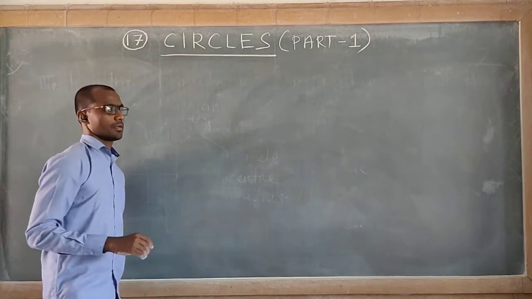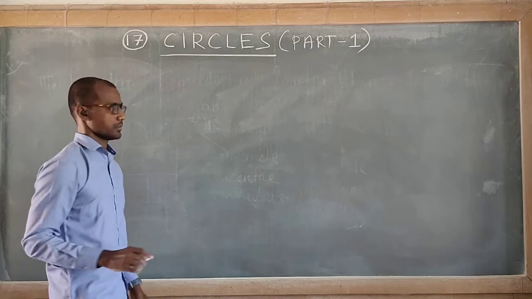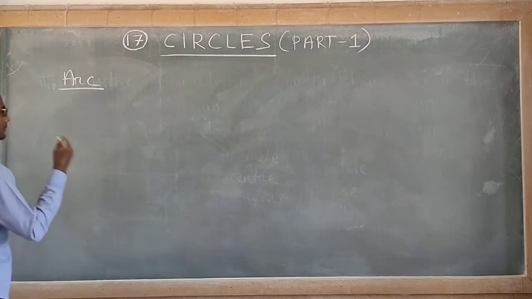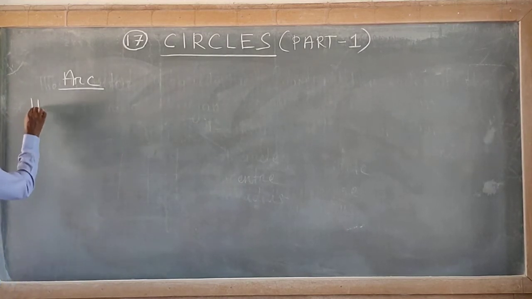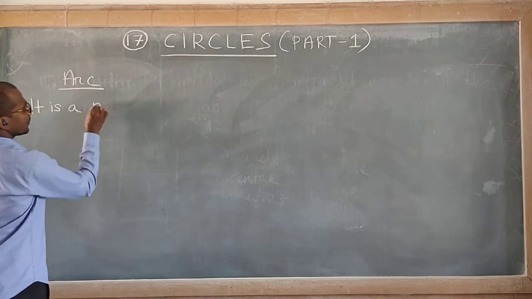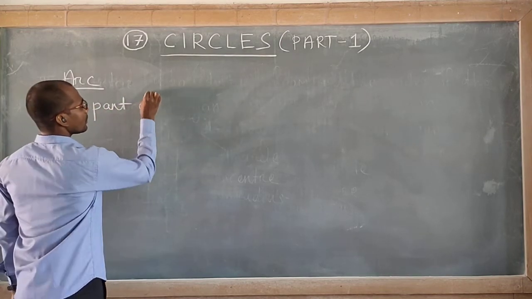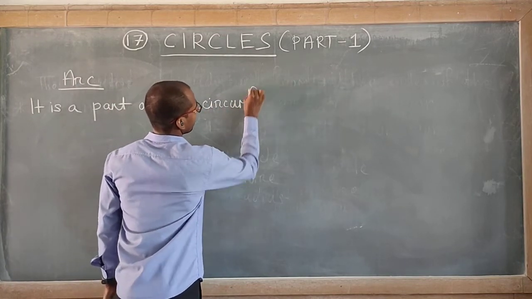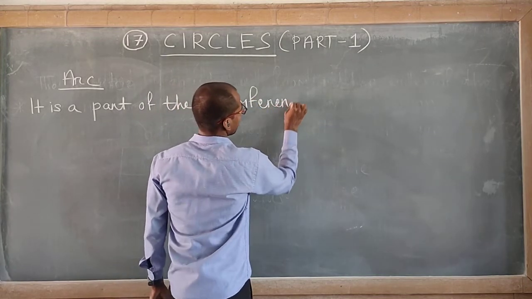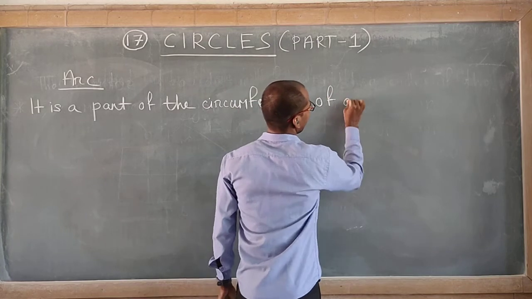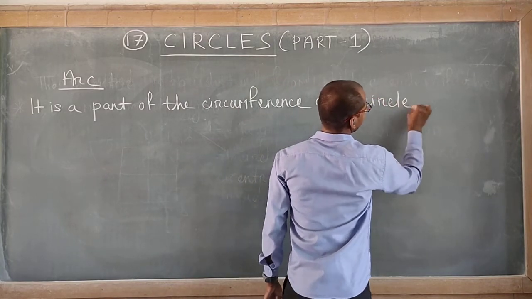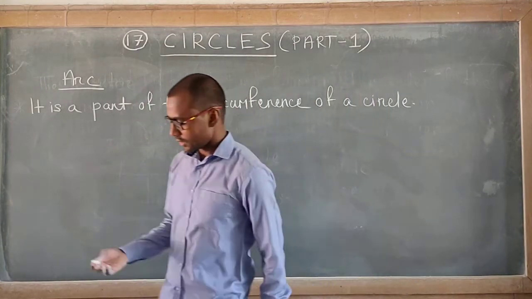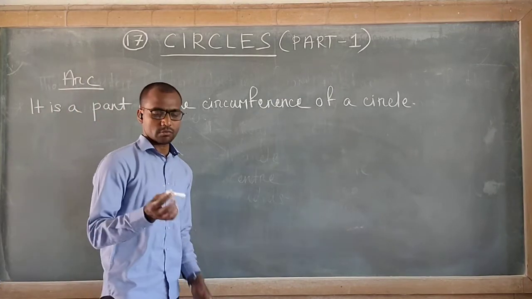Next we have the concept of arc. What is an arc? It is a part of the circumference of a circle. Okay, an arc is a part of the circumference of the circle. So let us draw a circle now. Then we will find out what an arc is.